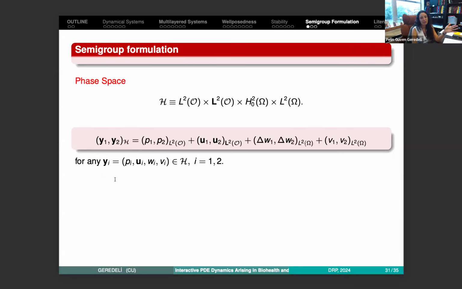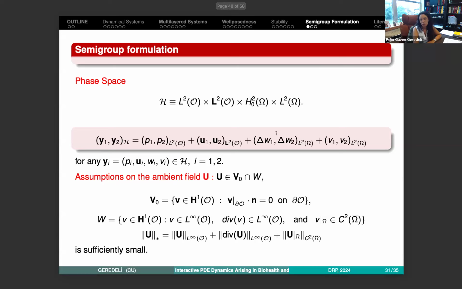So of course, before starting any kind of analysis, you have to determine what your phase space is. I have four different variables: the pressure, the flow velocity U, the structure displacement W, and W sub T, the velocity of the displacement. So I have four different variables for my PDE, and this is the phase space. So I'm working in this state space, or phase space, with respect to this inner product. Of course, as a standard thing, capital U here was the equilibrium point for the flow part. I have to put some assumptions to get some necessary estimates here.